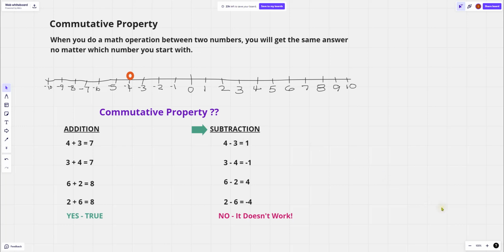Okay, that is lesson 1 on the commutative property.